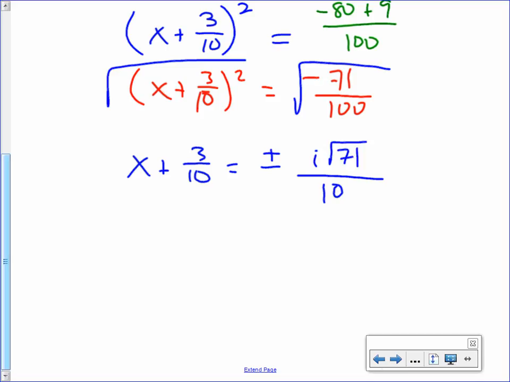Now what? Subtract 3 over 10. All over 10, because it's the common denominator.